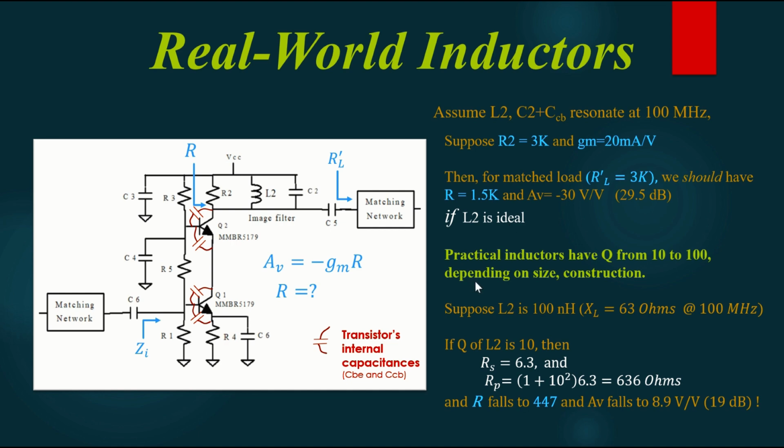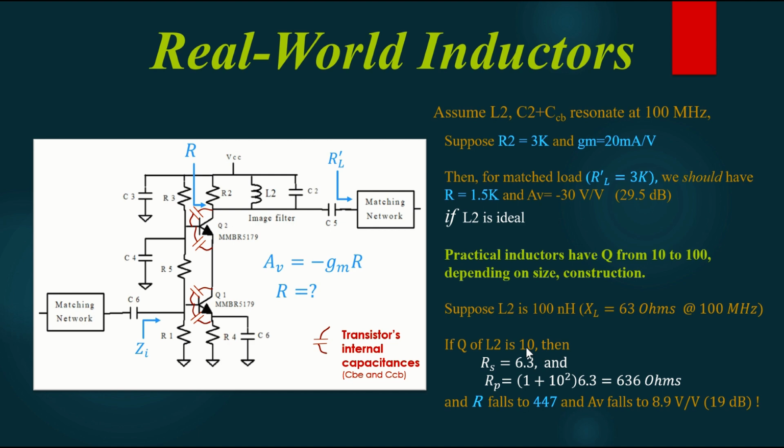In the Radio Design 101 series, we talked about the quality factor of inductors, and it's somewhere between 10 and 100. I mean, it could be 5, it could be 200, but it's nominally in this range for most practical inductors. Depends on the size and how they're made. Now, if L2 in this design is 100 nanohenry, then at 100 megahertz, its reactance is 63 ohms. And let's assume a really pitiful Q of 10. Now, this is not unusual.